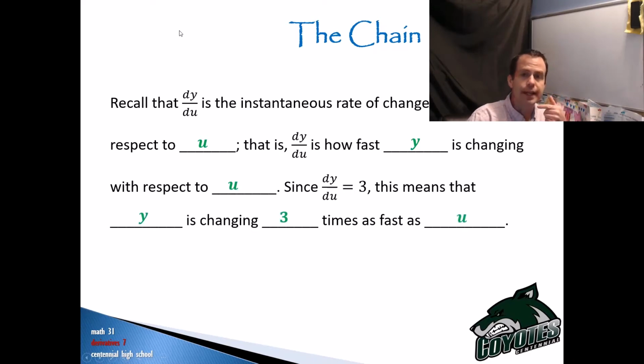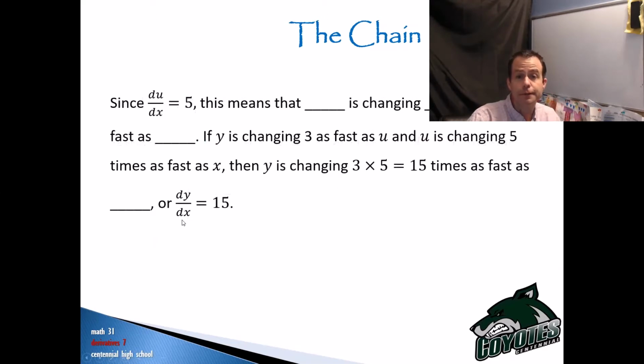Okay, now let's look at the next guy. The next guy was the derivative of u with respect to x, and that was 5. So this means that u is changing 5 times as fast as x. Okay, so then we just think about these two things together.